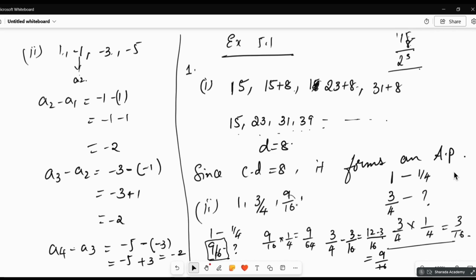Understood or not, everyone? Aditya? So write down. If you want calculation, also write down, and then write it is not an AP.